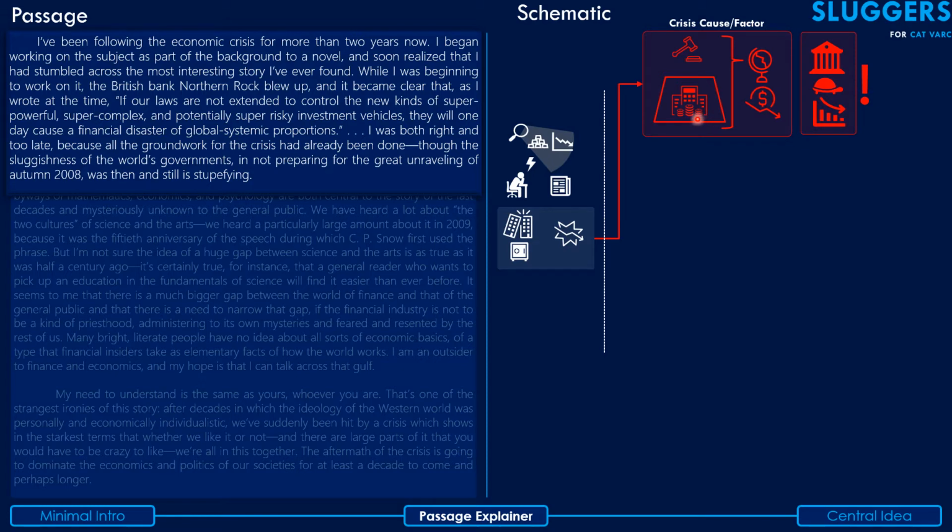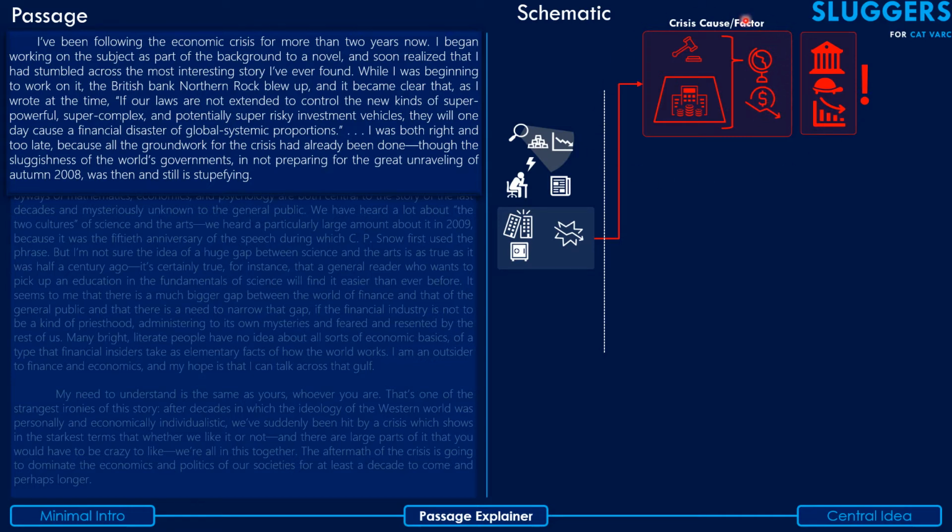For example, it can be some tangible form of an investment like real estate, gold, etc., or it can be something like a bond or shares, and so on and so forth, right? So those are investment vehicles basically. Okay, so he basically makes the case that if the laws are not reformed to bring into control the new types of super risky investment vehicles, then they will anyways end up creating a financial disaster, an economic disaster of global proportions.